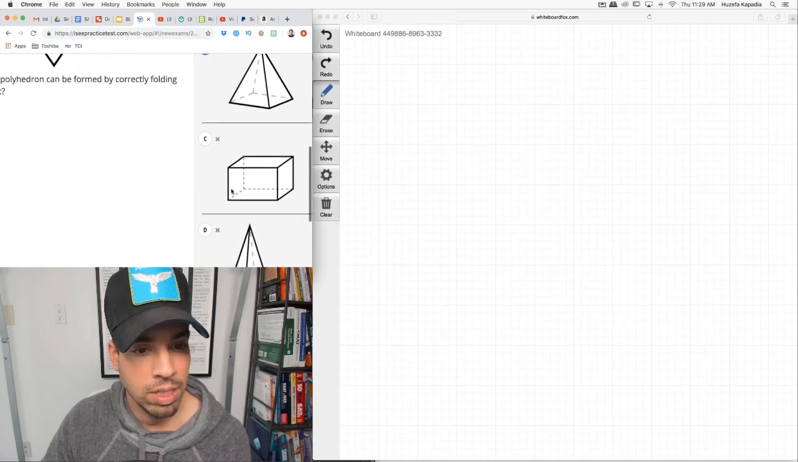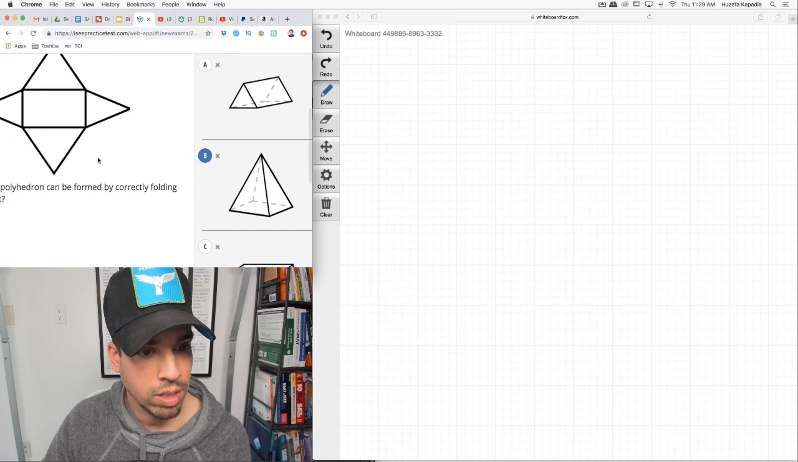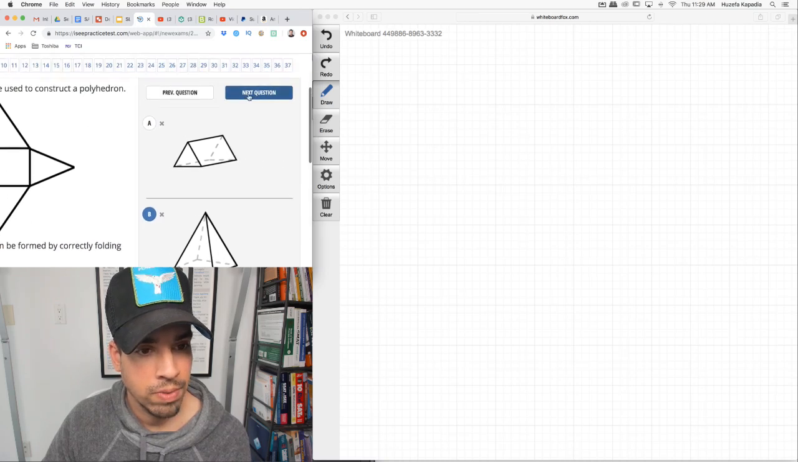It could also be D, but D looks like it has a square base, and this looks like a rectangular base. So I'm going with B.